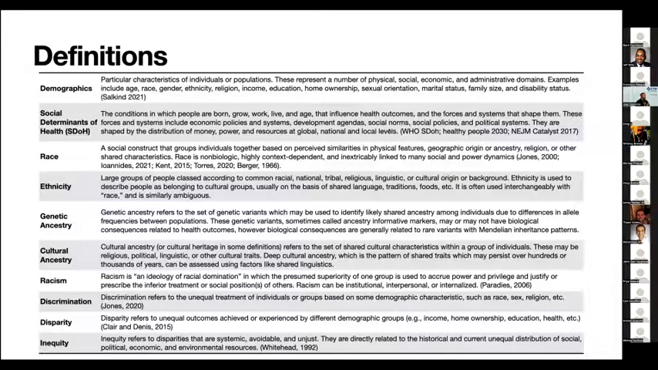I'm not going to read you my definitions, but I thought I'd just give a moment to allow for everybody to get a sense of, when I say social determinants of health, what do I mean, when I say race, ethnicity, when I say racism, discrimination, disparity, and inequity. This is what I'm talking about. All right, and again, I'll make copies of my slides available, so you can also have these. I have citations here as well for where these definitions come from.